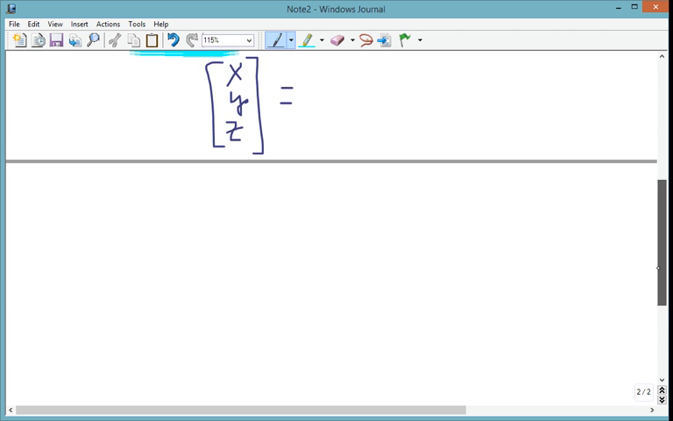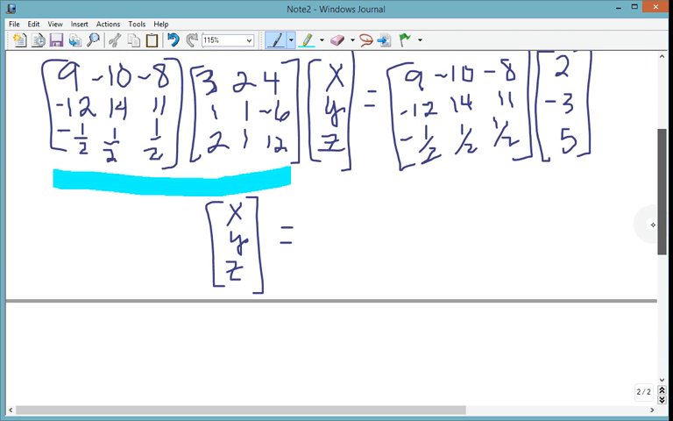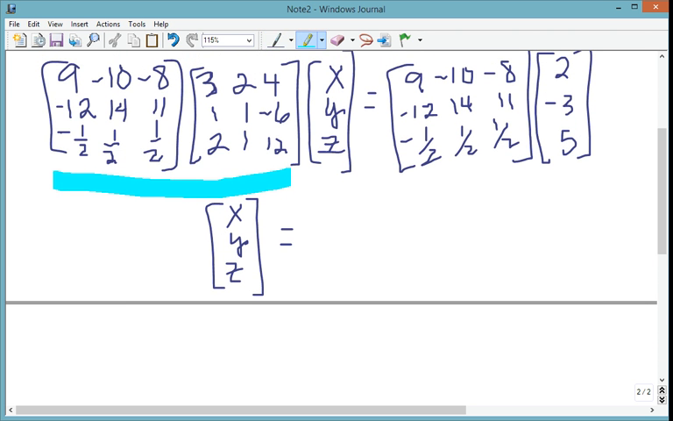Okay, so when I multiply, I'll take first row, first column. Okay, so I have 9, -10, -8, 2, -3, 5. I'm going to multiply them.